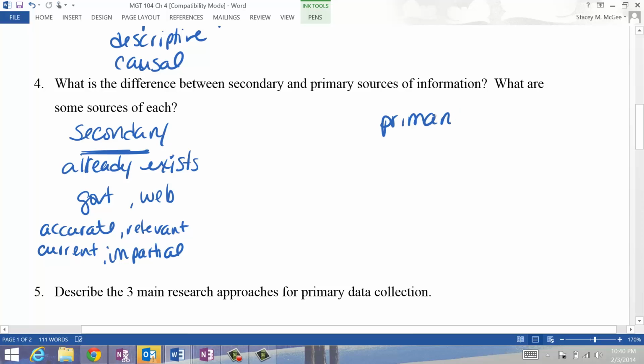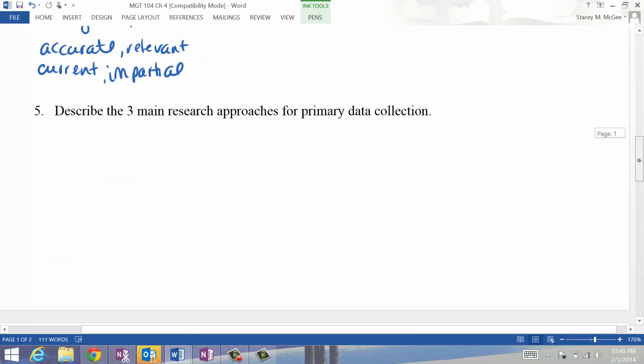Primary information. If the secondary information that you need does not exist, then you need to get primary information. This is information that you are collecting for a specific purpose, for a specific situation, because the secondary data doesn't exist. The question you have isn't already answered somewhere else, so you need to develop a way to answer that. So let's talk about some of the ways that primary data is collected.